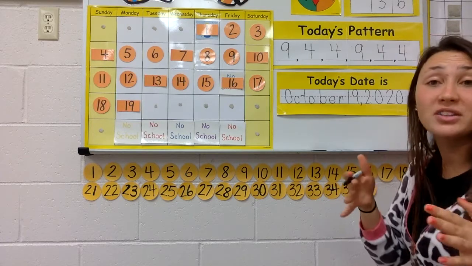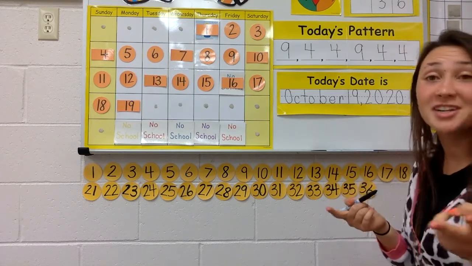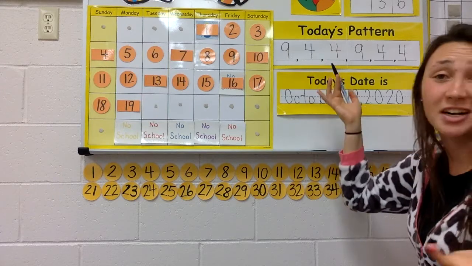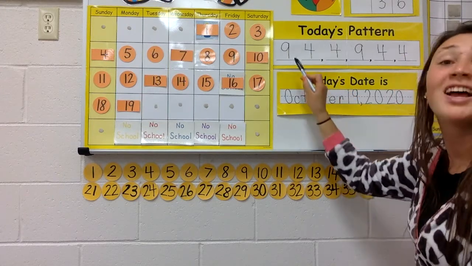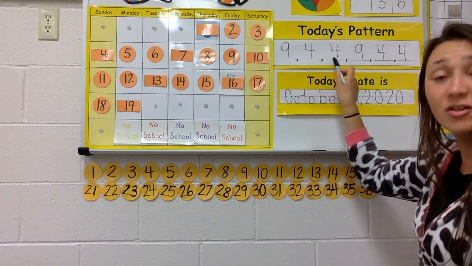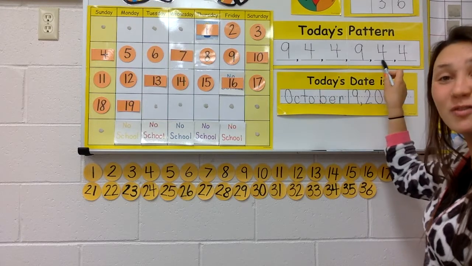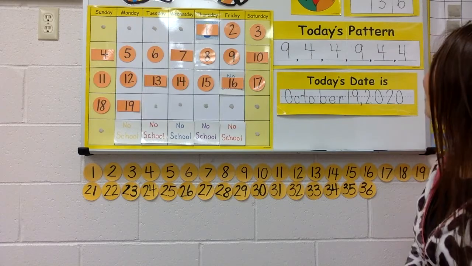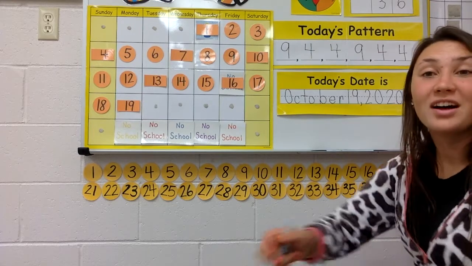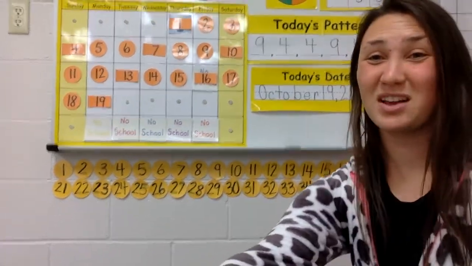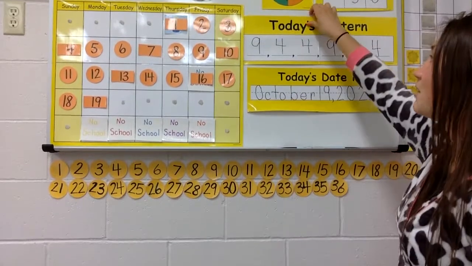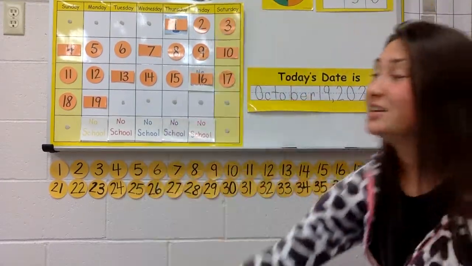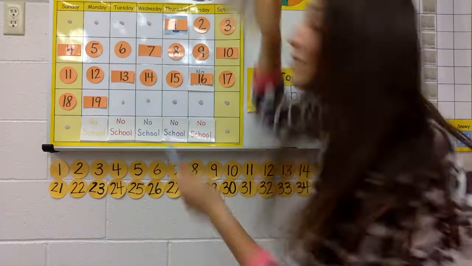So let's read it all together to double check our work, because we always want to double check our work, right? Read it with me, ready? 9, 4, 4, 9, 4, 4. Very good, we got it right, didn't we? Okay, now we actually get to do something new this week for math meeting. After our pattern, I'm going to take this down, and we're going to start something new.